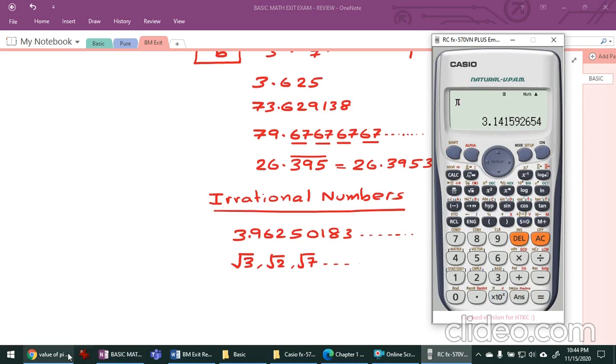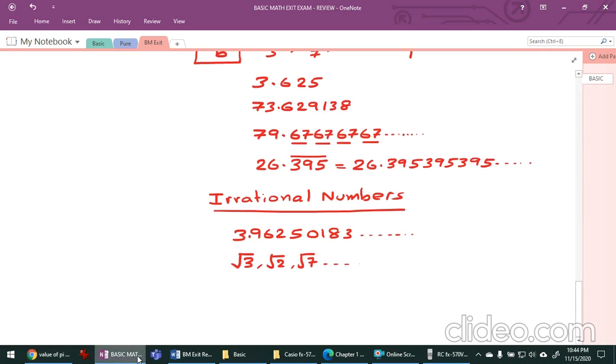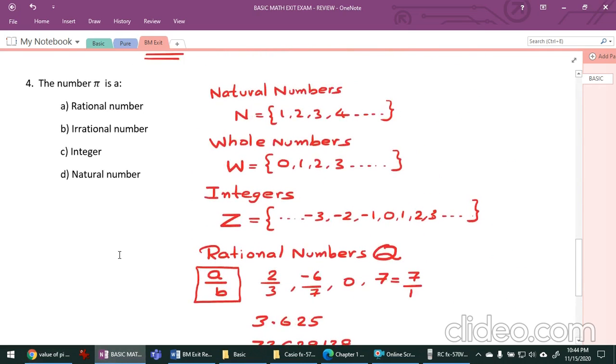3.141592654, or if you check on the internet, you can see 3.1414926. See, it does not stop and does not repeat. So these are all irrational numbers. So what is pi? Pi is an irrational number. You can see that pi is not a rational number. It is an irrational number.